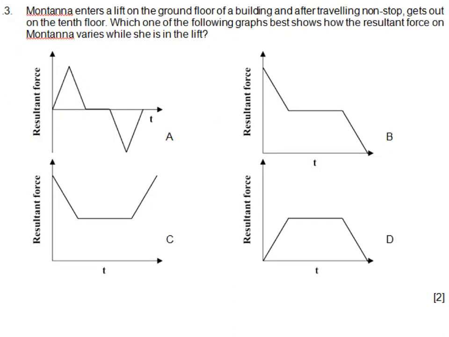Montana enters a lift on the ground floor of a building and then after traveling nonstop gets out on the 10th floor. Which one of the following graphs best shows how the resultant force on Montana varies while she is in the lift? Well, as she starts going up, she's going to feel heavier. So she is going to have a resultant force on her that increases. Then she gets back to feeling completely normal, where there is no resultant force on her at all, so it decreases. Then as the lift is coming to a slowdown, she feels lighter and then feels normal again. So you get those lurches as the lift moves through those three different stages. So A is your correct answer.